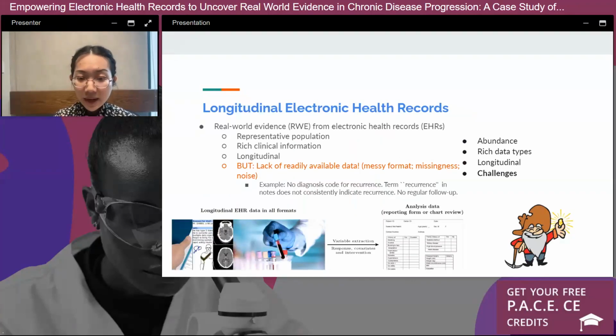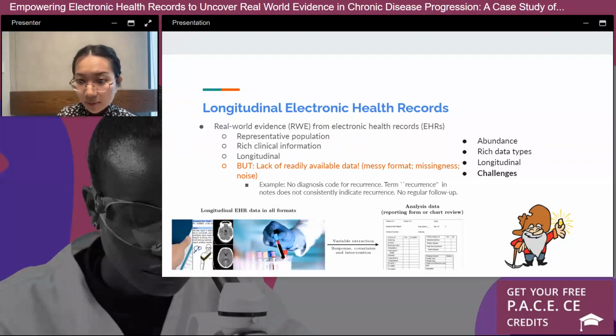But despite all the benefits of the EHR, having a very representative population and very rich clinical information that is usually longitudinal, it does have the caveat that it does not have readily usable data. What I mean by that is that they're sometimes stored in quite a messy format or different formats, and there will be a large amount of missingness, for instance, if you're looking at a specific outcome of interest, and it will also include many noisy data.